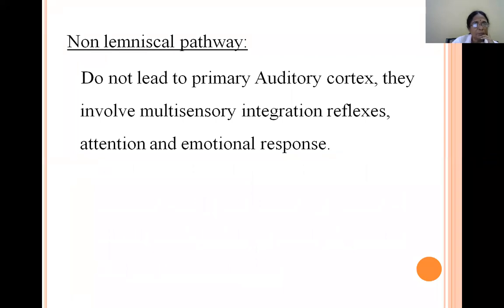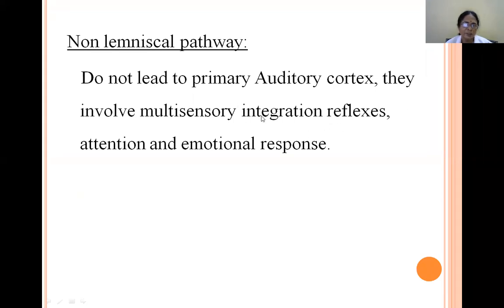Now, this is the lemniscal pathway. Now, coming to the non-lemniscal pathway, they don't lead to primary auditory cortex. They do not end in primary auditory cortex. They involve multisensory integration reflexes. As I told you, the pathway doesn't lead to the cerebral cortex, main areas such as part 1, part 2.